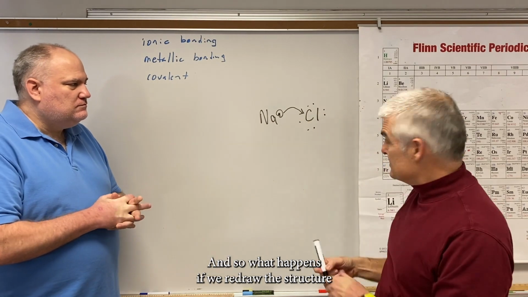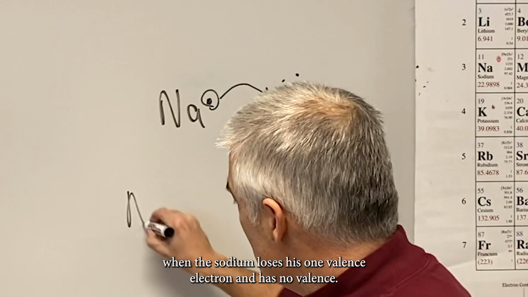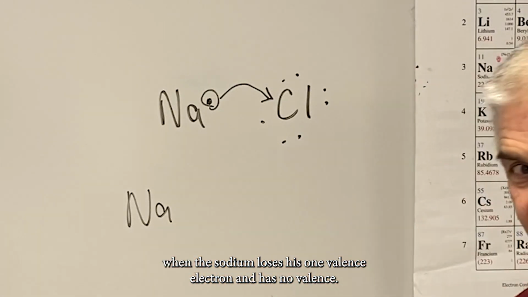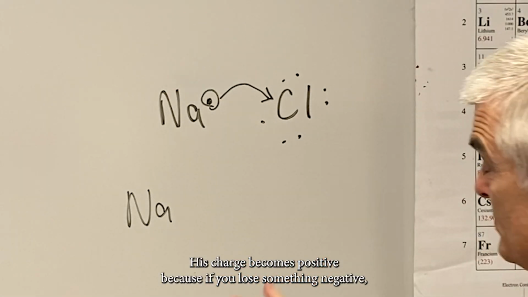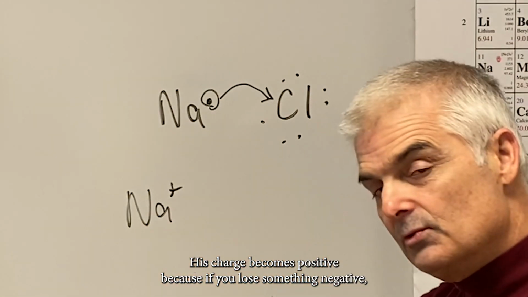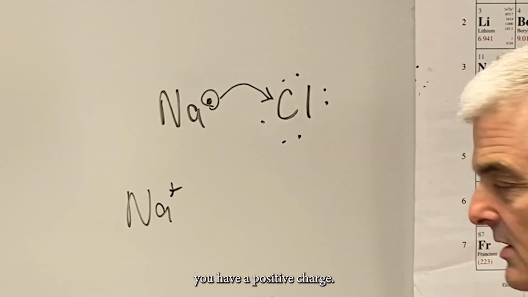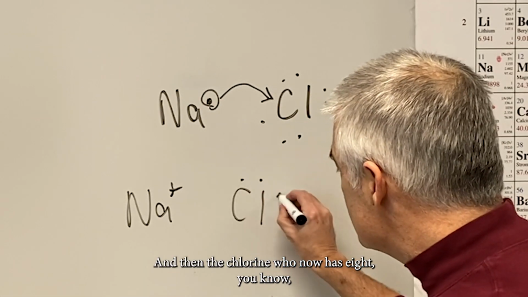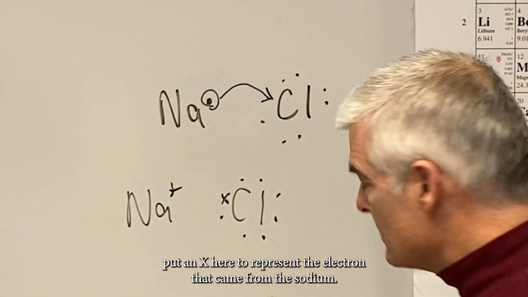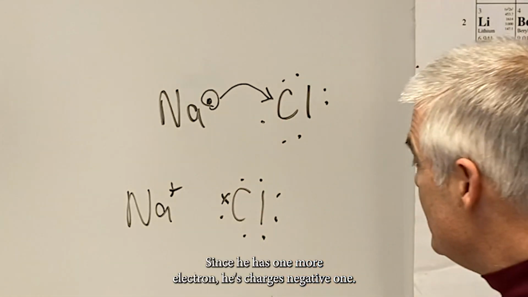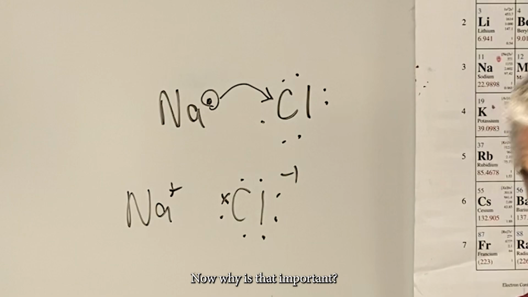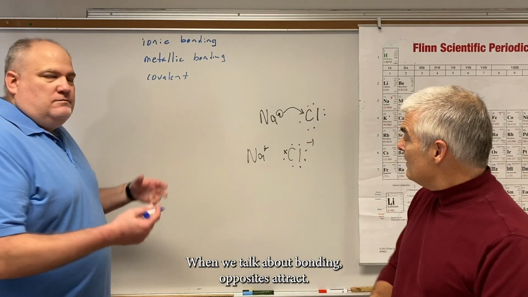What happens if we redraw the structure? When the sodium loses its one valence electron and has no valence electrons, or technically 8 in the previous level, its charge becomes positive, because if you lose something negative, you have a positive charge. And the chlorine, which now has 8, maybe I'll put an X here to represent the electron that came from the sodium. Since it has one more electron, its charge is -1. Now, why is that important when we talk about bonding?